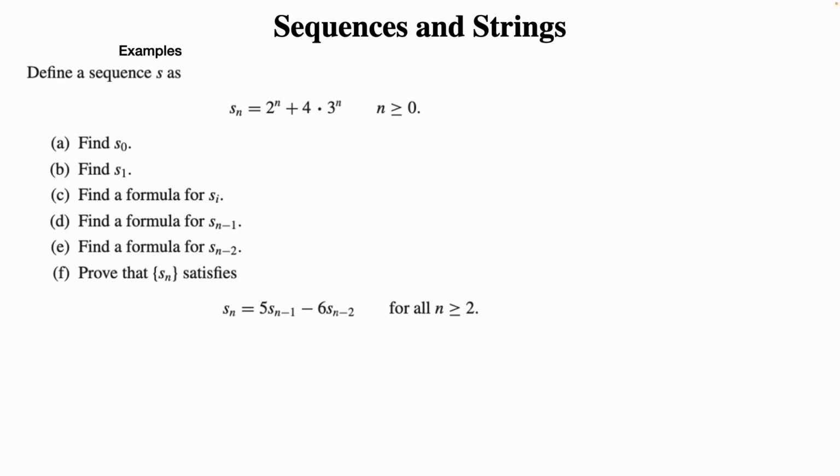So let's look at this example. Our sequence formula is S_n equals 2 to the n plus 4 times 3 to the n. Suppose I want to find S_0. In other words, S_0 means plug in n equals 0. So S_0 is 2 to the 0 plus 4 times 3 to the 0. 2 to the 0 is 1, and 3 to the 0 is 1, so this becomes 1 plus 4 times 1, or 5.